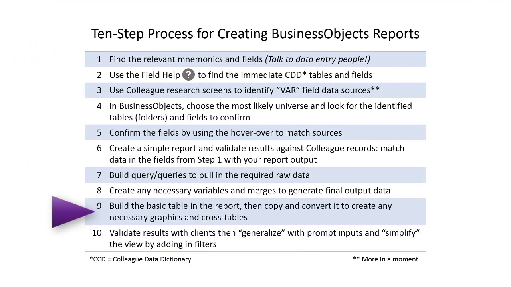In the final step, have your clients, the users, do a final validation of your report output against what they see in Colleague. Once validated, you can generalize your report and make it more useful by taking out query filter values that change over time, like term or year, and replacing the hard-coded value with user prompts. You can also make things easier on your clients by adding in user input filters to reduce the amount of data shown on the screen or in the downloaded reports.